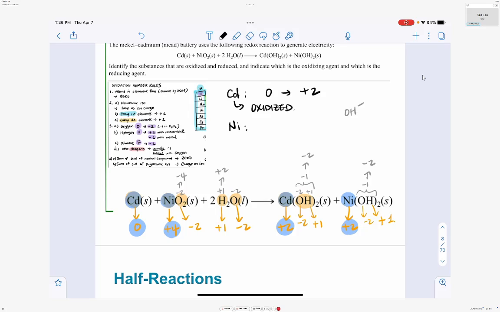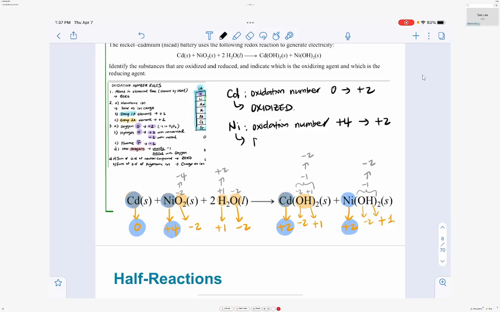Nickel's oxidation number changed from positive 4 to positive 2. Nickel's oxidation number has been reduced. It became less positive, more negative. So nickel is reduced.